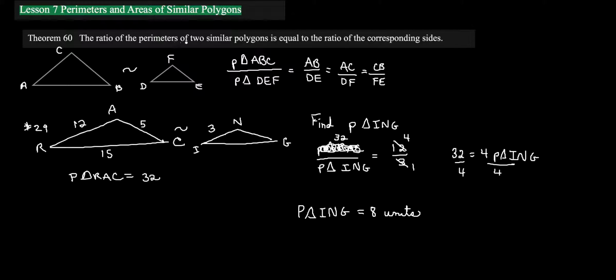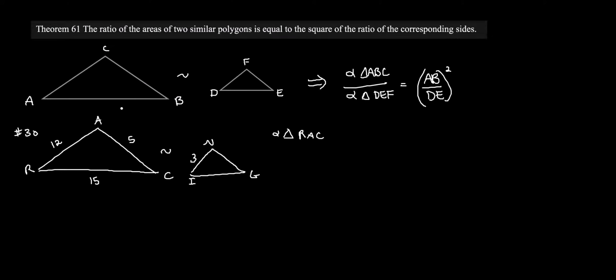The ratio of the perimeters of 2 similar polygons, as I said, this will work for squares, rectangles, octagons, is equal to the ratio of the corresponding sides. Let's go to the next one. This one is Theorem 61. The ratio of the areas of 2 similar polygons. Now this is different, and a little bit harder. It's equal to the square of the ratio of the corresponding sides.